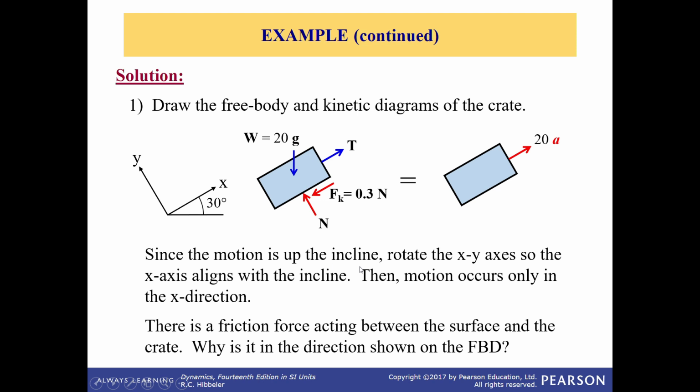Since the motion is up the incline, rotate the XY axes so the X axis aligns with the incline. Then motion occurs only in the X direction. There is a friction force acting between the surface and the crate. Why is it in the direction shown in the free body diagram? We have explained why: the weight points downwards because it is the gravitational force, so it always points towards the earth. Fk is opposite to the motion, and N is perpendicular to the inclined plane.